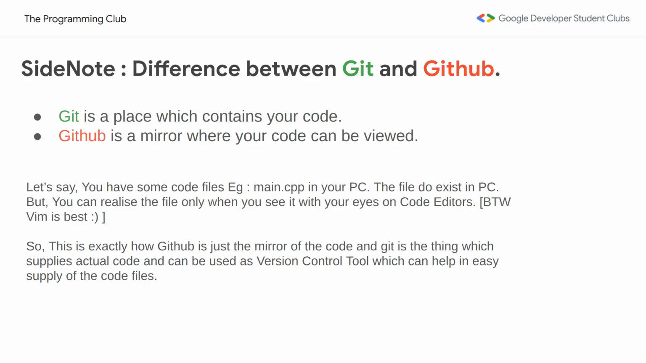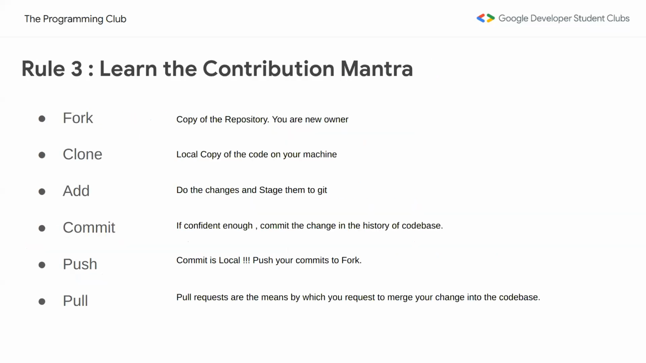In your PC, you do know that there are some code files, but you only get those files when you see them in code editors. Otherwise, you won't feel those files, but they do exist. So on Git, code does exist, but you can only feel that code in GitHub. So this is the very layman's terms basic difference between Git and GitHub.